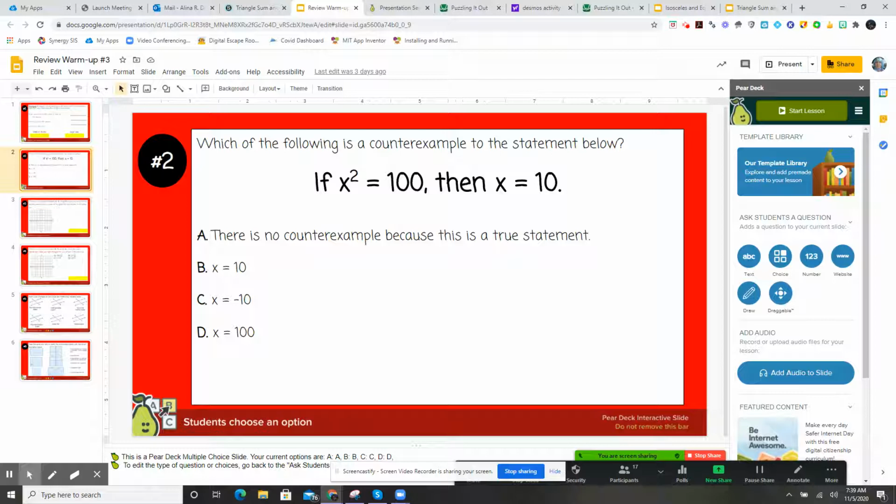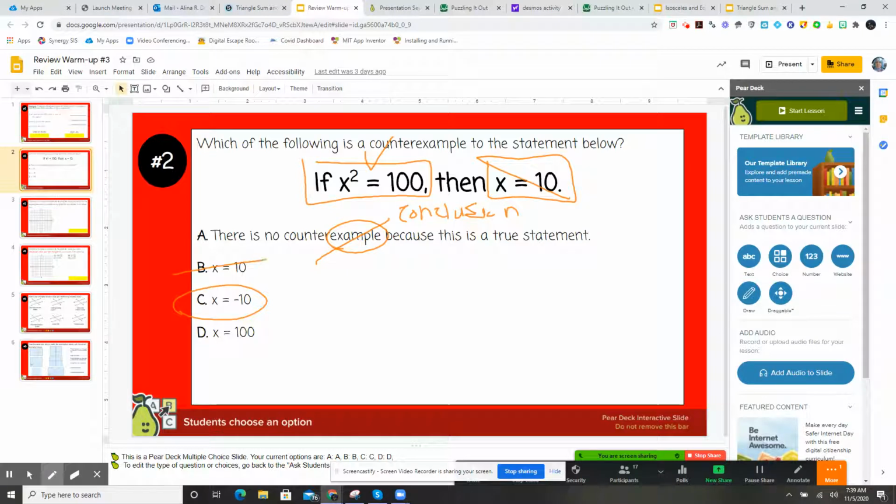If I want a counter example, what do I call that? A counter conclusion. So I want to keep the hypothesis. This part is good. So whatever I have has to be squared and equal 100, but I can't use positive 10. The only option is negative 10. B is not a counter conclusion. It's not a counter example.